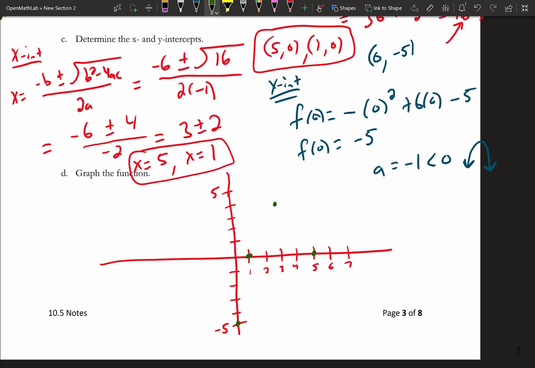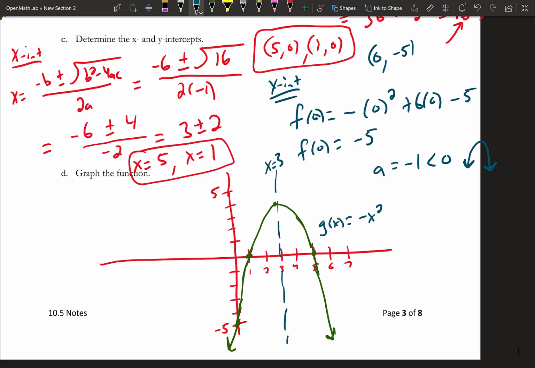And it opens downward. So if we just connect the dots, we know this is going to be a U shape. It'll look something like this, right? Where this dashed blue line is the axis of symmetry, which is x equals 3. So that's graphing g of x equals negative x squared plus 6x minus 5.